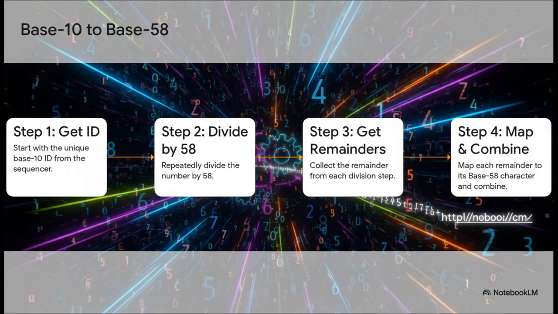So, how does the magic math actually work? Well, it's actually pretty straightforward. You take that giant unique ID from the sequencer, then you just repeatedly divide it by 58. Every time you divide, you take the remainder, what's left over. Each of those remainders corresponds to one of the 58 characters they use: A to Z, lowercase, uppercase, and numbers 1 through 9. You just line up those characters, and boom, you've got your short, unique, and totally readable string.